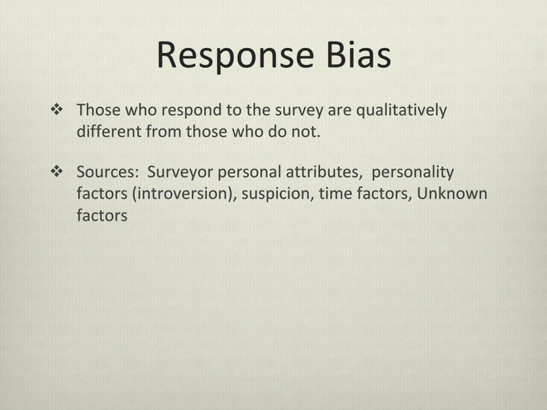Another key idea in survey research is the idea of response bias. This has come up before. Those who respond to the survey are qualitatively different from those who do not. There's lots of different reasons this could happen: the attributes of the person conducting the survey, the personality of the person taking the survey or not taking the survey, time factors, unknown factors. Because it's impossible to estimate, we can never truly know how much of a factor this plays in our estimate of the population.